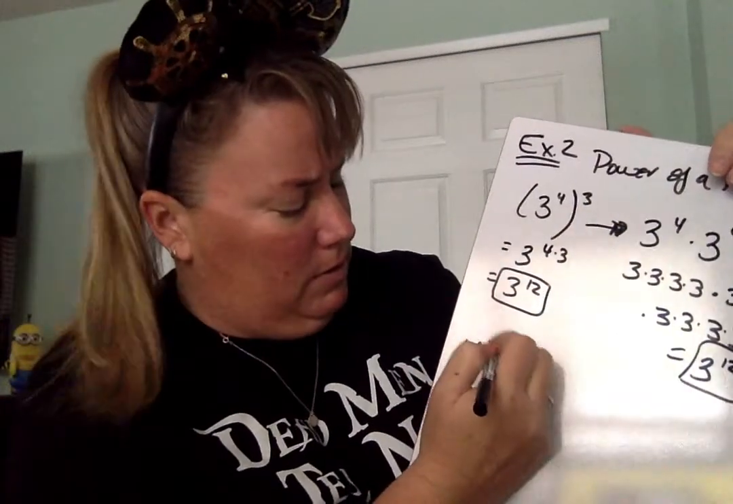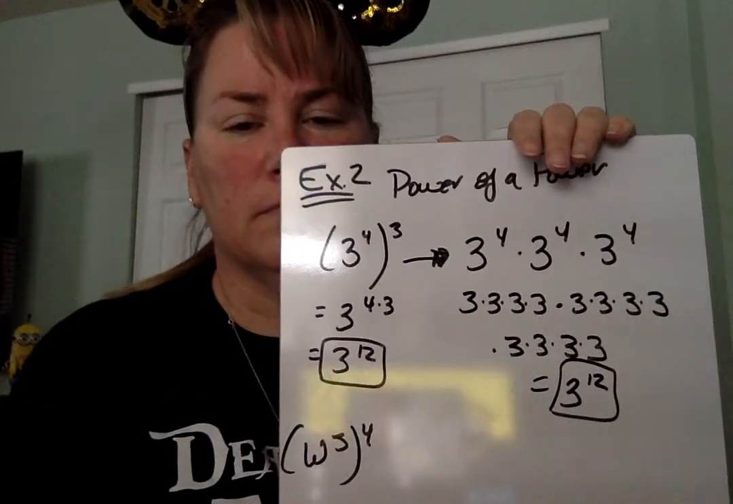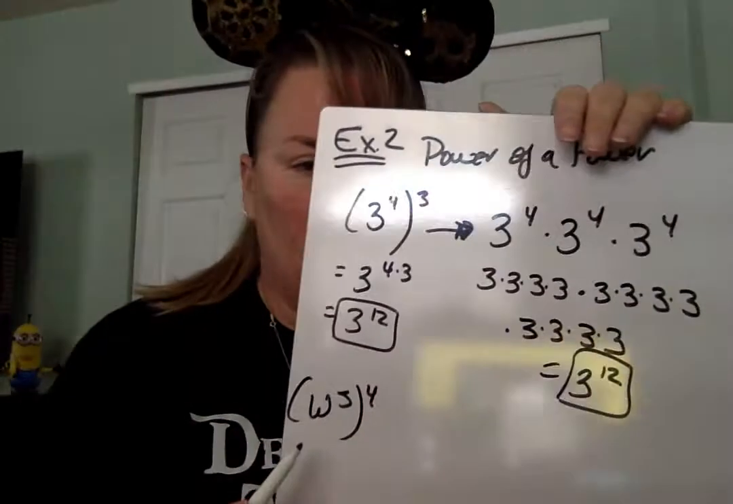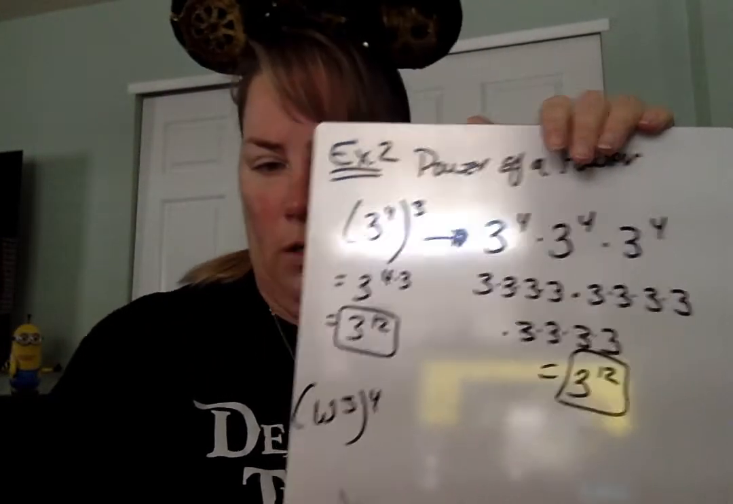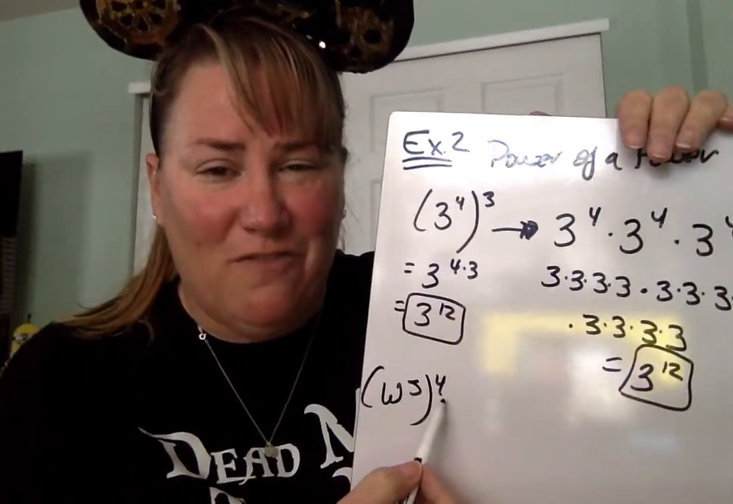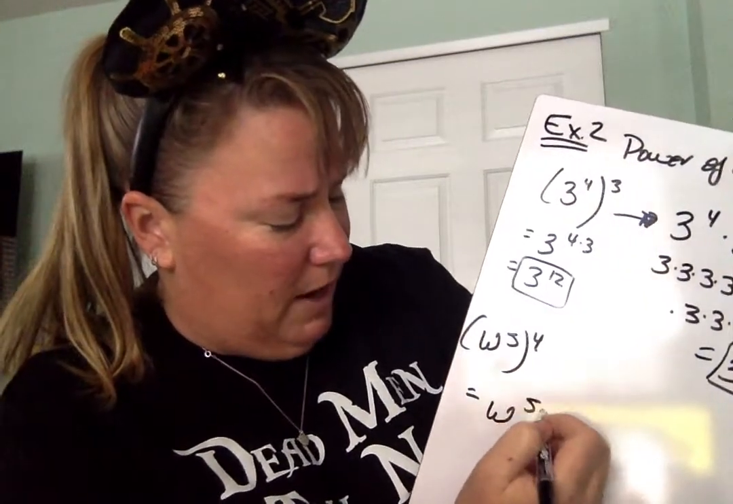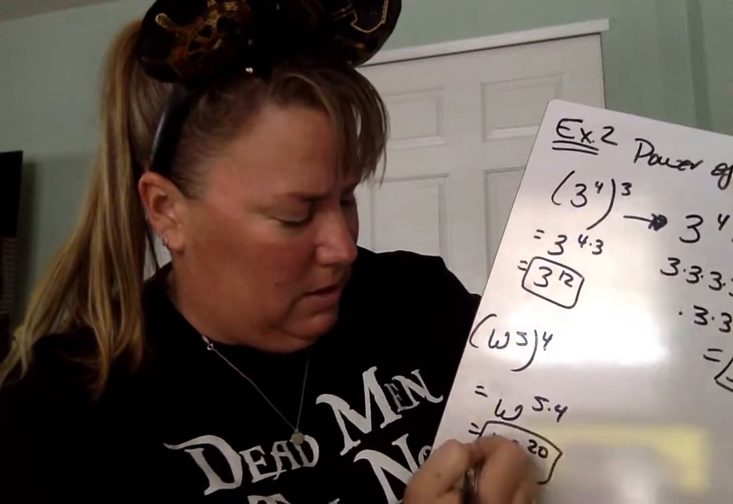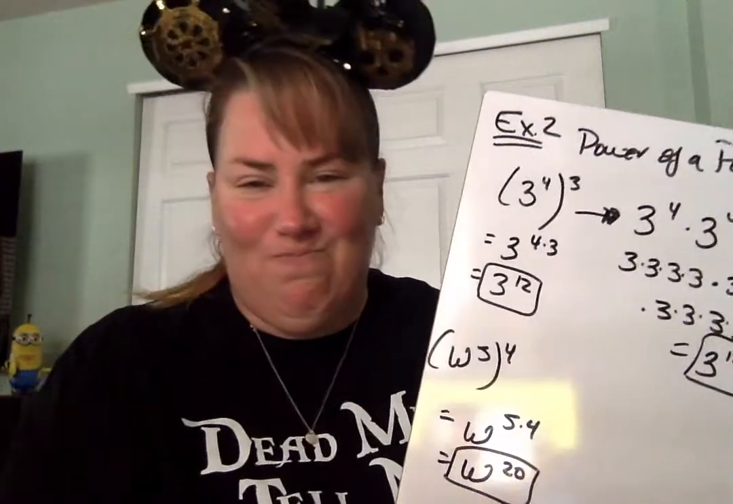So we have this guy. How do you say it? The quantity w to the 5th to the 4th power. So how many w fifths do we have? We have 4 of them. If you use your properties, it's w to the 5 times 4, which is w to the 20th, which is 20 w's written out. That's a lot.